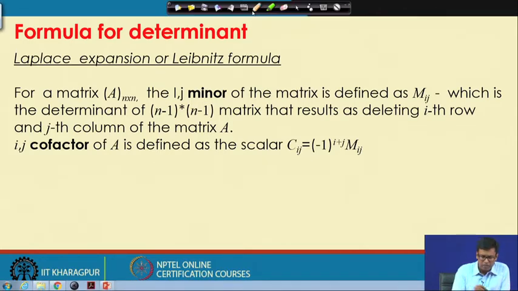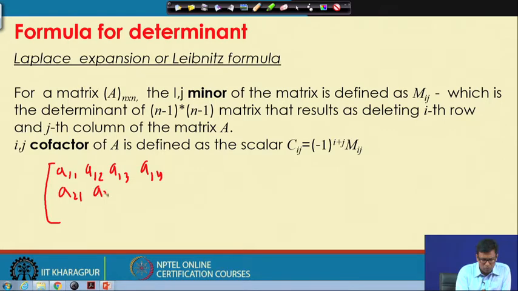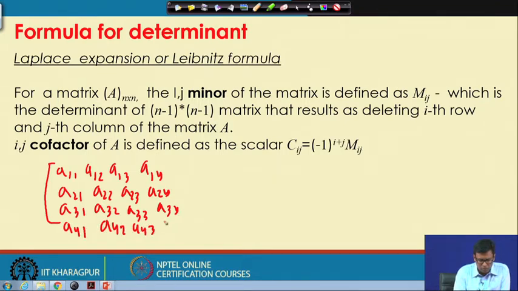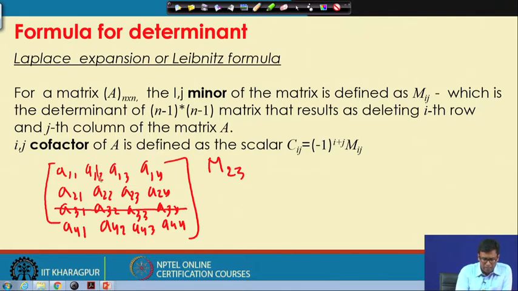So, for example, if I have a 4 by 4 matrix, A11, A12, A13, A14, A21, A22, A23, A24, similarly A31, A32, A33, A34, and the fourth row as A41, A42, A43, A44. Now, the minor, say the 2 3 minor M23, in order to obtain that we have to delete the third row and second column.